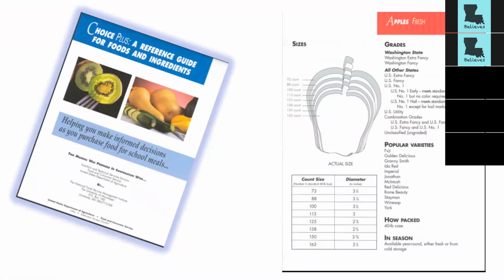I don't know if you can name as many apples as I did in the previous slide. And since I'm not an authority on apples, I went to the Choice Plus reference guide to review the popular varieties. While this manual is very old, this version was published in 1996, I still find it extremely helpful when trying to write product specifications.